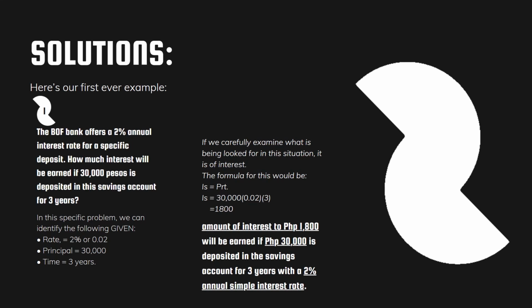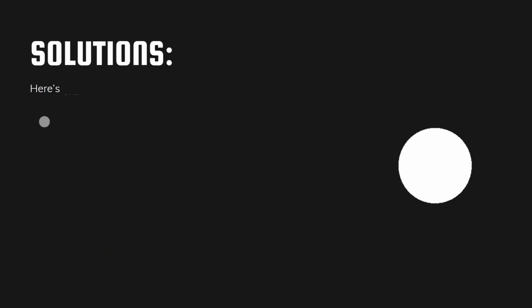If we carefully examine what is being looked for in this situation, it is interest. The formula for this would be IS equals PRT. The second step is to substitute the values. IS equals 30,000 times 0.02 times 3 equals 1,800. Thus, an amount of interest of 1,800 pesos will be earned if 30,000 pesos is deposited in the savings account for 3 years with a 2% annual simple interest rate. See, that wasn't so bad. Let's move on to our second example.